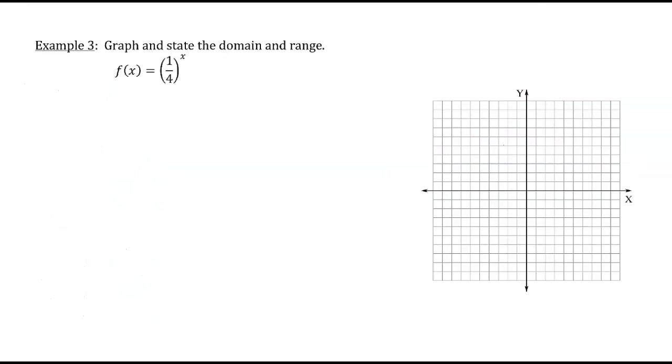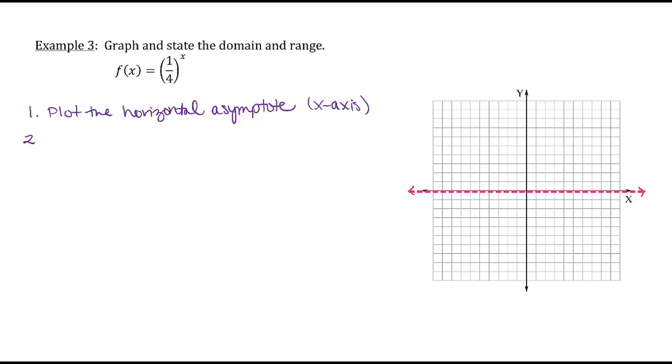Let's graph the function f of x equals 1/4 to the x. We will follow the same process. We'll start by plotting the horizontal asymptote, which is still the x-axis, or the line y equals 0, and we'll plot those same 3 points when x is equal to -1, 0, and +1.